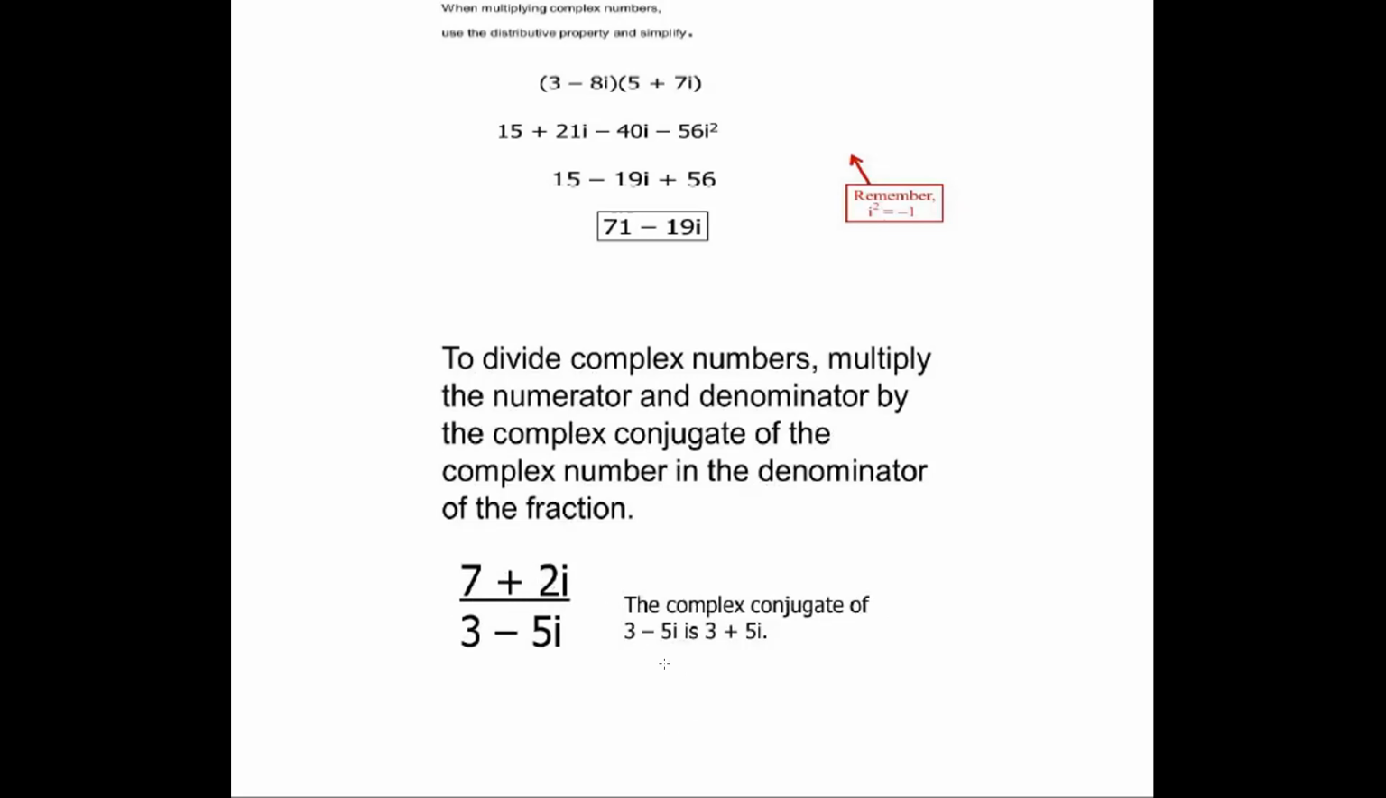Now we have to know what we mean by complex conjugate. The complex conjugate of the denominator, that is 3 minus 5i, is 3 plus 5i. In general, we can say that the complex conjugate of any complex number a plus ib will be a minus ib. So following that rule, the complex conjugate of 3 minus 5i will be 3 plus 5i.